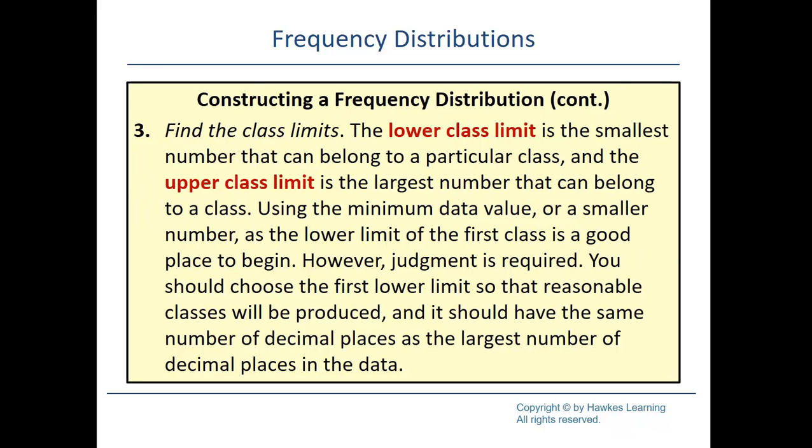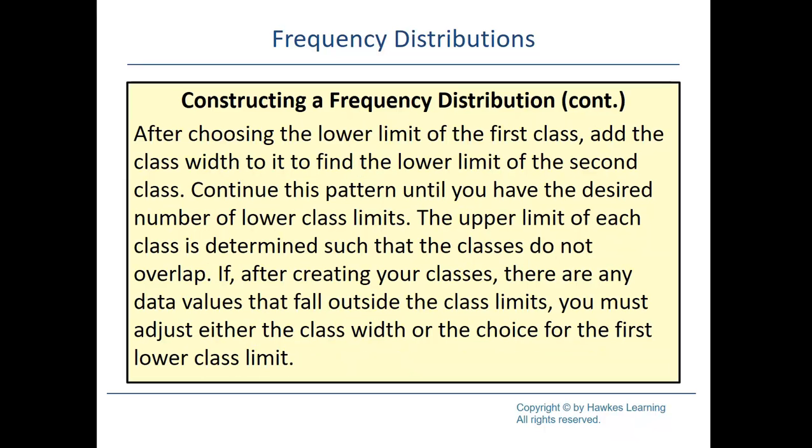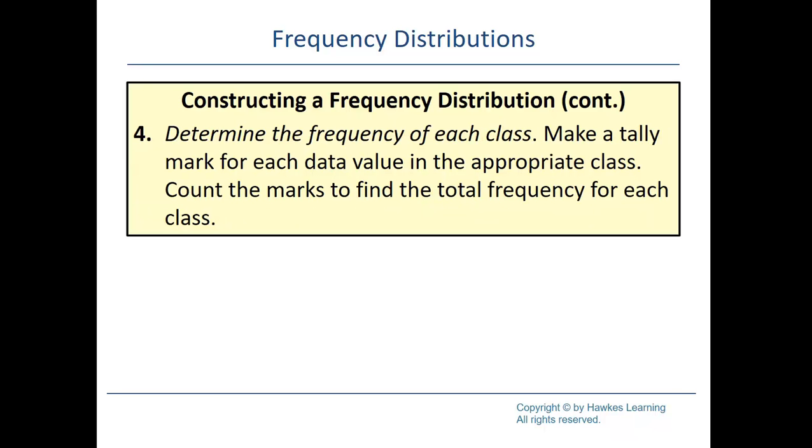Once you've figured out the class width, then you're going to start with your class limits. You need a lower limit and an upper limit. As you've got your lower and upper limit, you're going to fill that out for every single different group you have. And the last part of your frequency distribution is to determine the actual frequency of each class. So how many times does something show up?